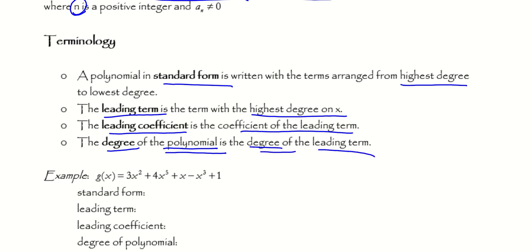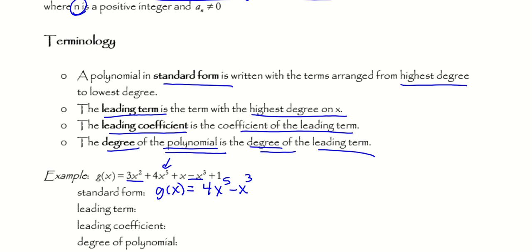So here's an example. I have g of x equals 3x squared plus 4x to the fifth plus x minus x cubed plus 1. I want to put that in standard form. I'm going to start with the term with the highest exponent on x, which is this term here. So I'm going to rewrite this as 4x to the fifth. Then I'm going to look for an x to the fourth term, which I don't have, but I do have an x to the third. So minus x to the third.